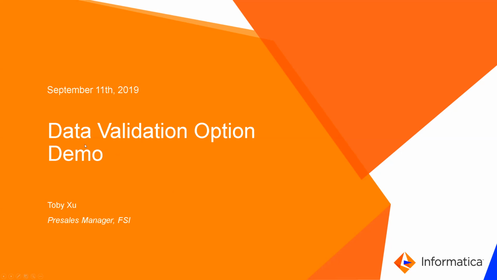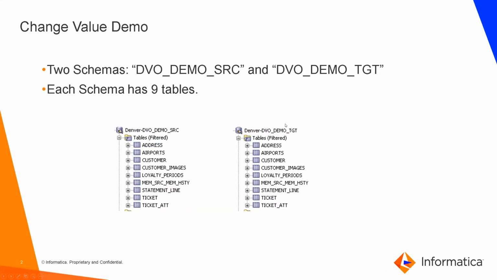Today, I'm going to do a data validation option demo. So one of the key scenarios for DVO is to detect changes in the values of source and target. In this scenario, we have two schemas, DVO demo source and DVO demo target, and each schema has 9 tables, and they're identical.